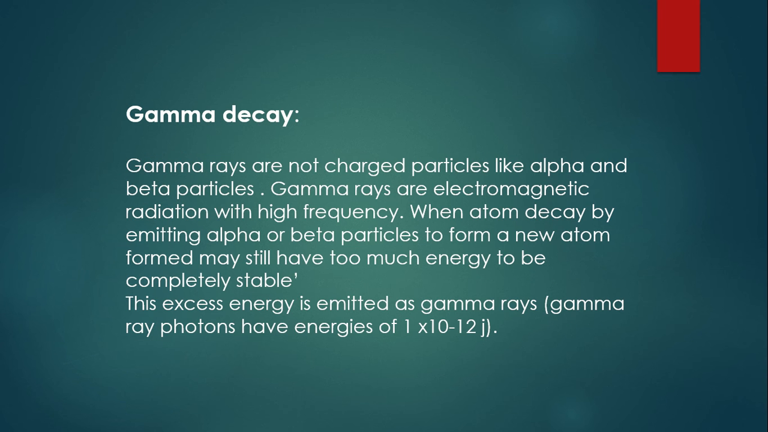Gamma decay. Gamma rays are not charged particles like alpha and beta particles. Gamma rays are electromagnetic radiation with high frequency. When atoms decay by emitting alpha or beta particles, the new atom formed may still have too much energy to be completely stable. This excess energy is emitted as gamma rays. Gamma ray photons have energies of 10^-12 joule.